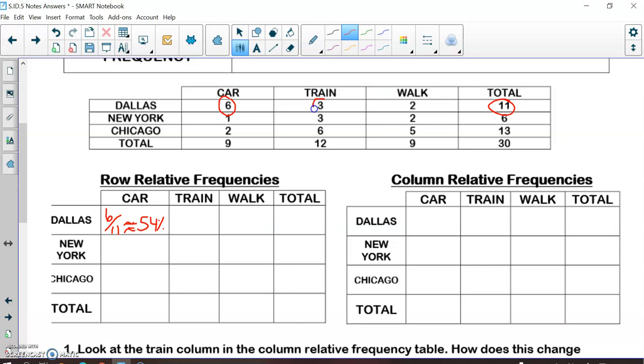All right, for the train, I'm now going to do 3 divided by 11. 3 divided by 11 gives us approximately 27%. And then for the Dallas and walking, that's 2 out of 11, which comes out to be about 18%.